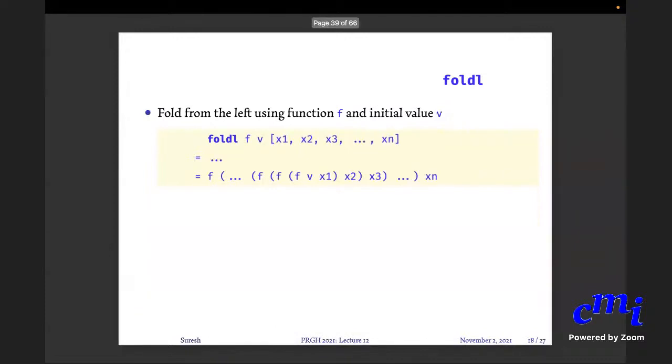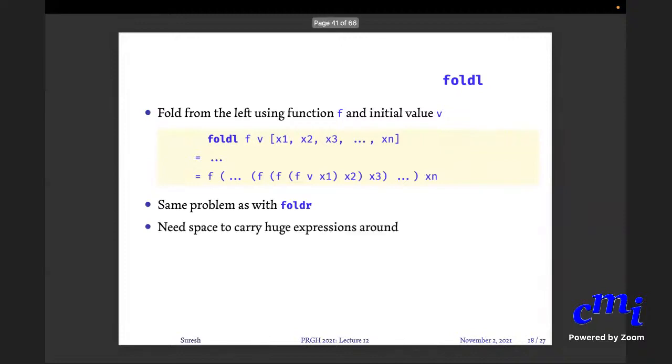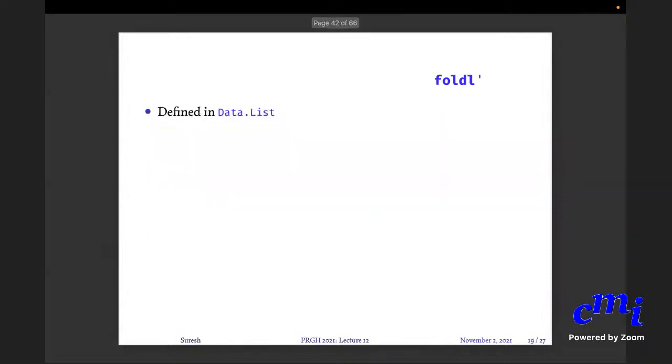Okay, good. So once again, you have the same problem as foldr, because just because you updated the accumulator doesn't mean that the update is immediately evaluated. So therefore, you still need space to carry huge expressions around. Therefore, Haskell offers you something called foldl'.